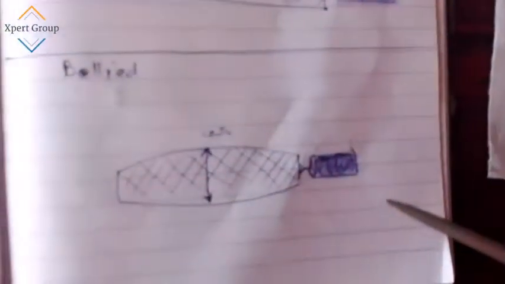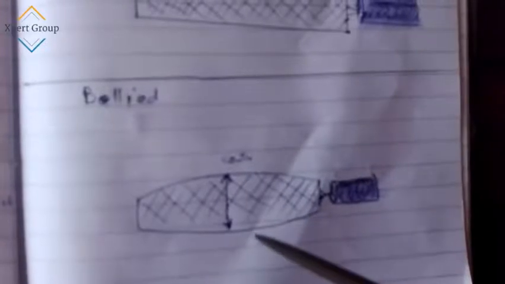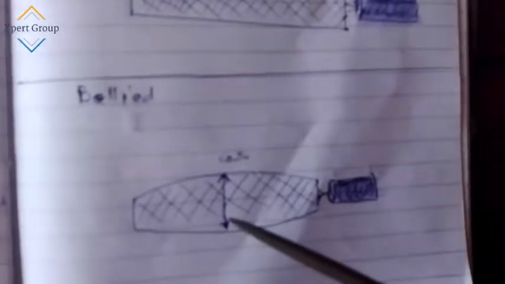As you can see in the picture, the diameter of the file is gradually decreasing over the entire length. And number 3 is the billiard file. As you can see, from here up to the center its diameter gradually increases, while from the center up to the other end, the diameter is gradually decreasing.